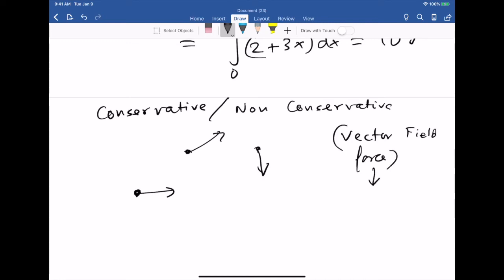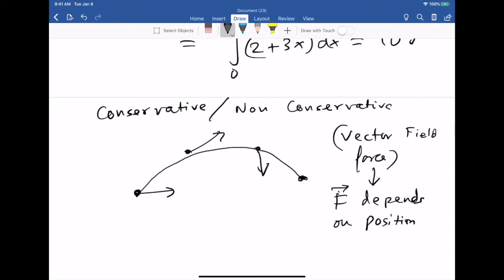Which basically means that the magnitude and direction of the force, I'll just write that as F, depends on position. So suppose you have a force like this, then if a particle moves from one point to another along some path, the work done, so let's say the particle moved from here to here, right? And so it encountered a different force at each point on its journey, right?